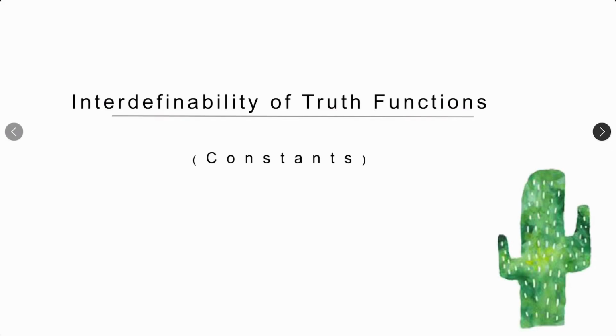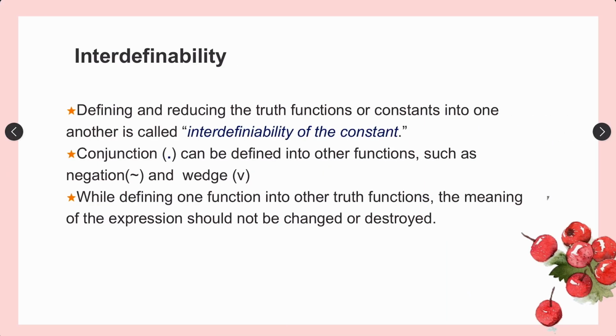Today we are going to discuss interdefinability of truth functions or constants. Now, what is the meaning of interdefinability? What does interdefinability of the constants mean? It means defining and reducing the truth functions or constants into one another.